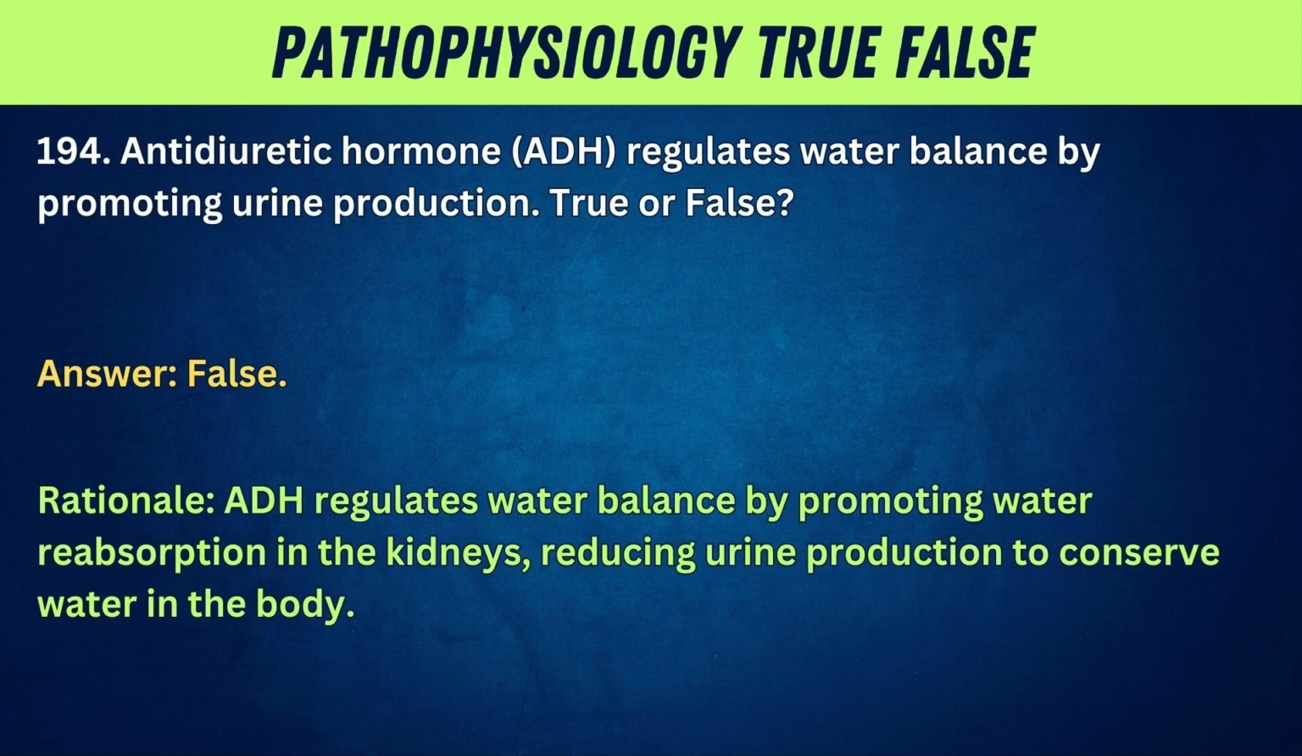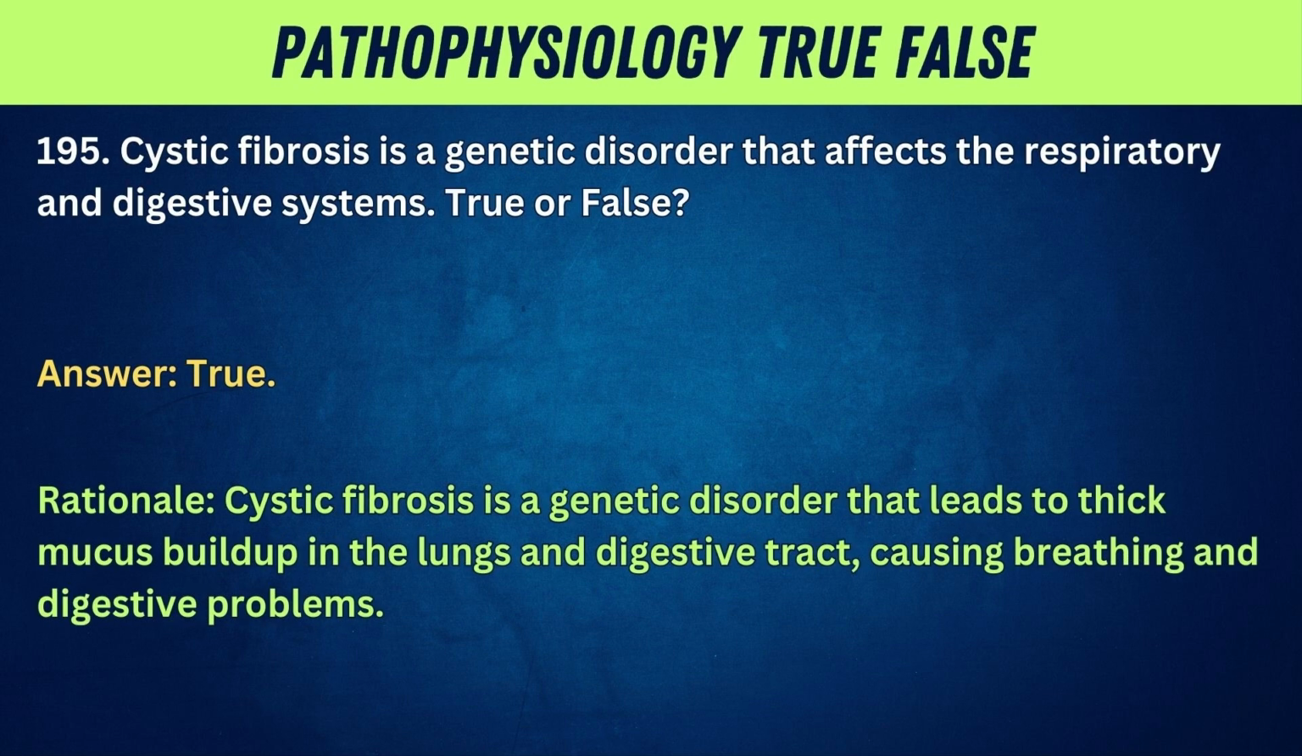194. Antidiuretic hormone, ADH, regulates water balance by promoting urine production. True or false? Answer: false. Rationale: ADH regulates water balance by promoting water reabsorption in the kidneys, reducing urine production to conserve water in the body.